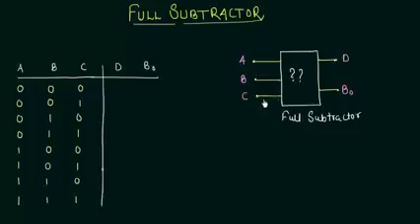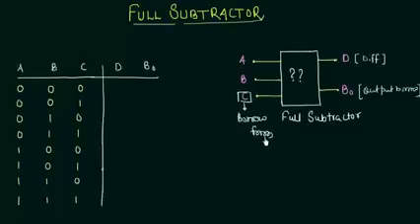Now there are three inputs to this full subtractor that you can see, A, B and C, and two outputs, D and BO, where D is your difference, and BO is your output borrow. Okay, now in these three inputs, A is the number from which you want to subtract the number B, and C is the borrow from the next stage.